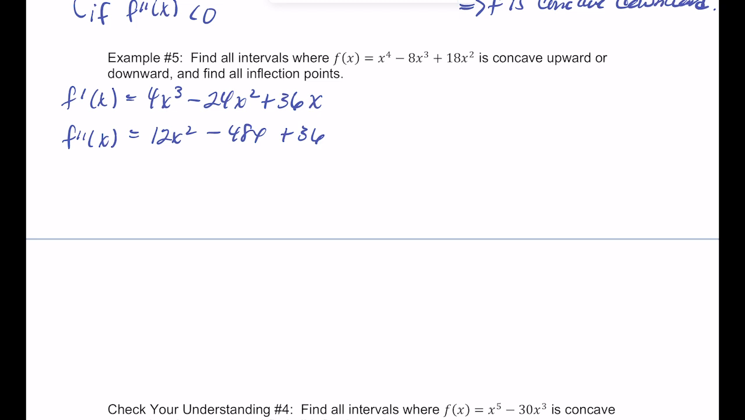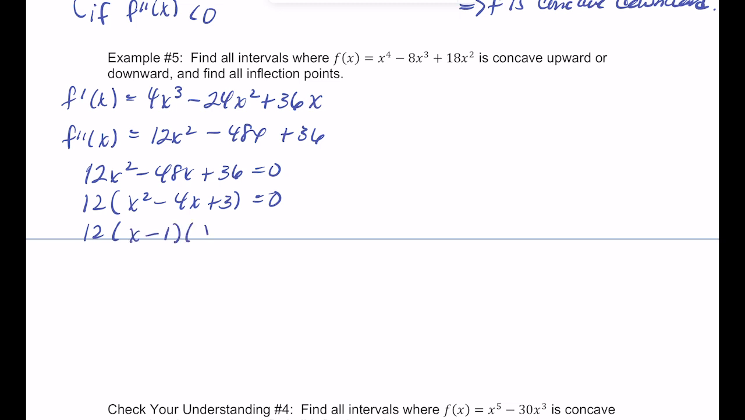Okay, let's find our critical values. So we're going to set this equal to 0. Let's see, I can factor 12 out of there, and I'm left with x squared minus 4x plus 3. And this is really easy to factor. It's just going to be x minus 1 times x minus 3. So we get x equals 1 and 3 for our critical points.